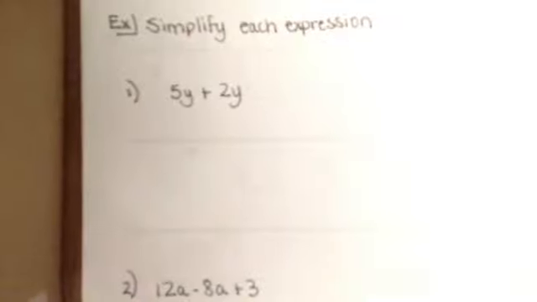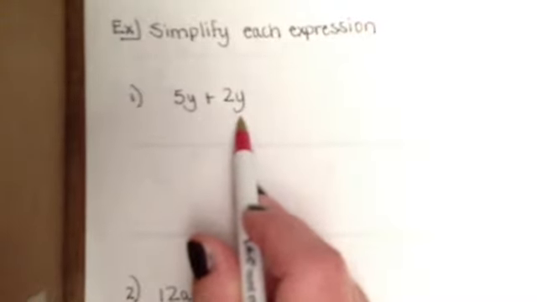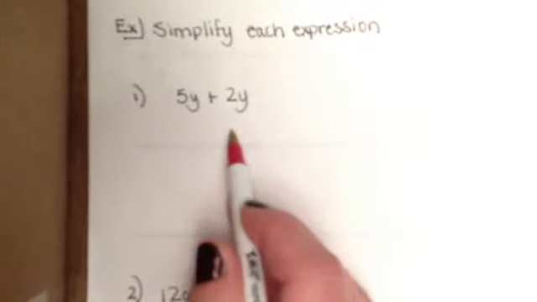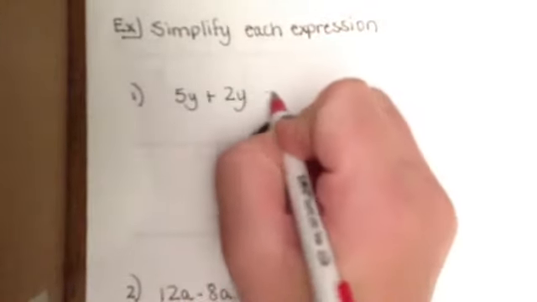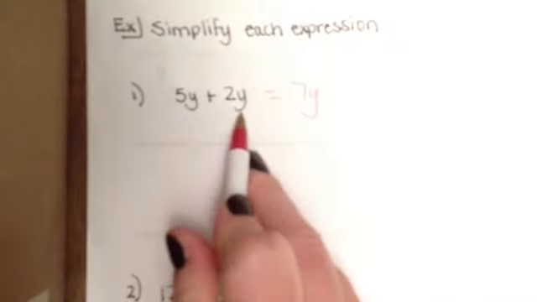Simplify each expression. This wants us to put pieces together that match. So if I have 5y's and 2y's, how many y's do I have altogether? That's right. Altogether I have 7 y's. Because they have the same variable, I can put them together.